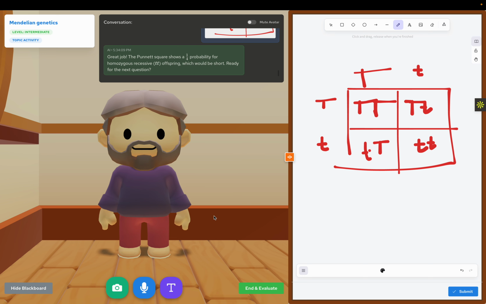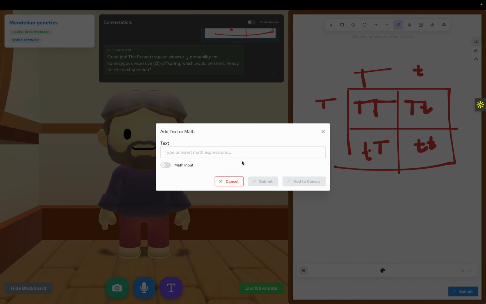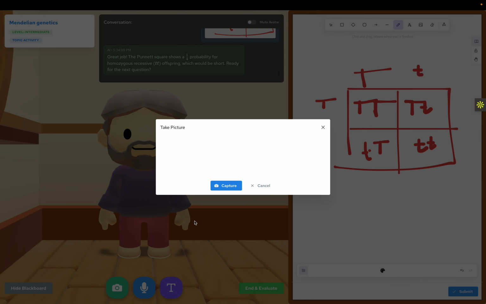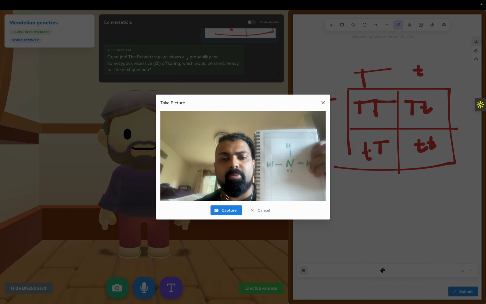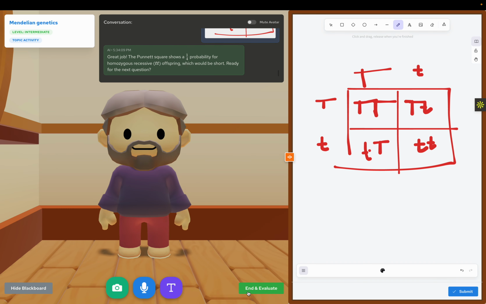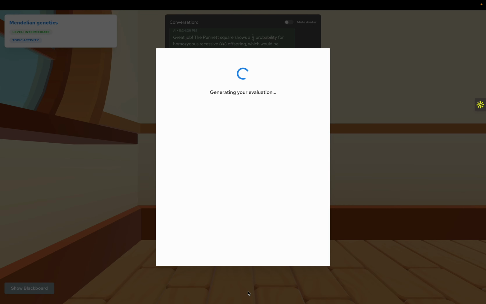So we're going to go ahead and end our call. The last thing that I actually didn't show was, so we can always write here. There's an option to write, and also I can take a picture of my work if I prefer to draw it on a piece of paper and submit that to the AI. Let's go ahead and end the call here.